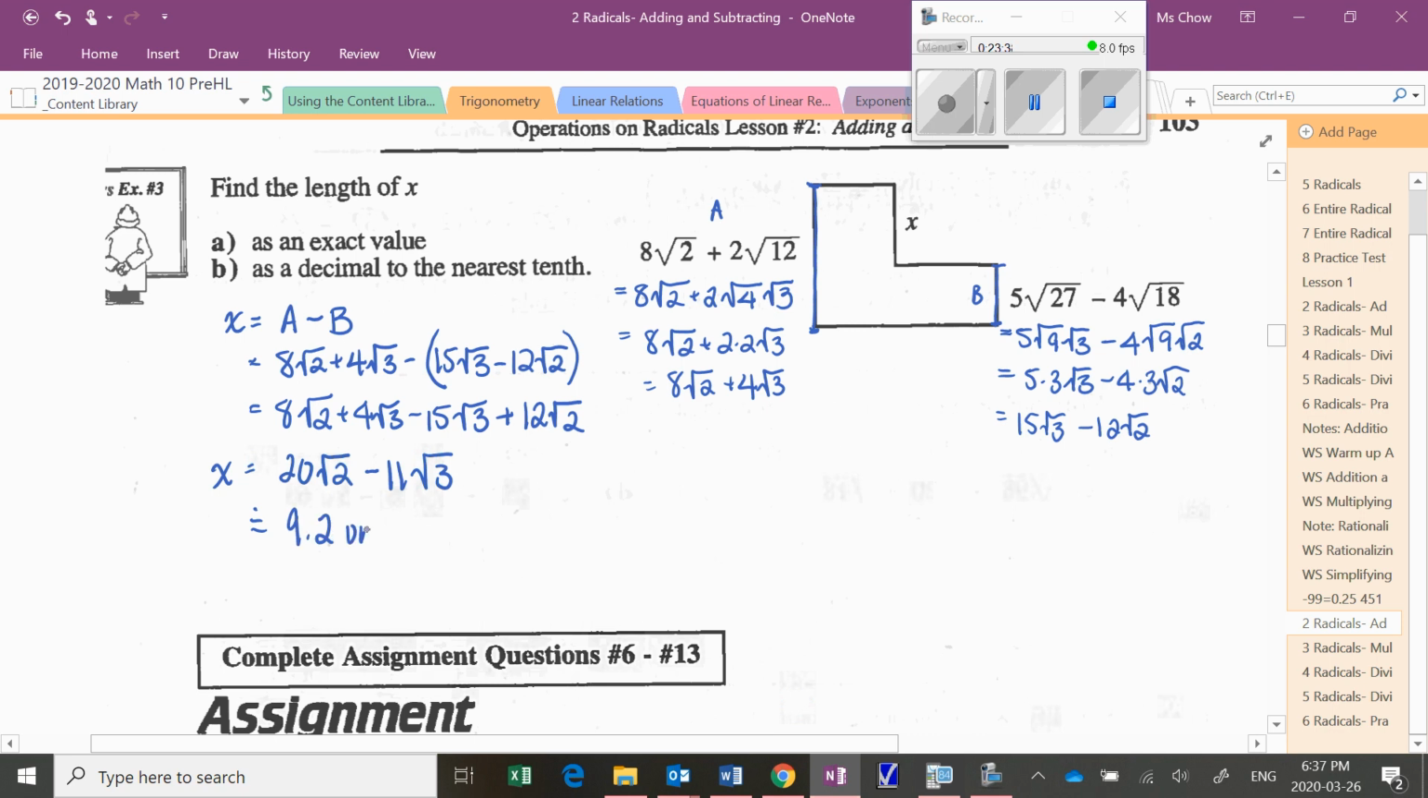Okay, and that doesn't give us a specific unit, so we'll just say it's in units. Okay, excellent. So that's the end of addition and subtraction. Please let me know if you have any particular questions.